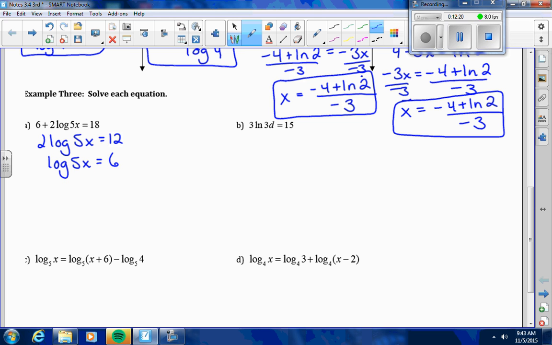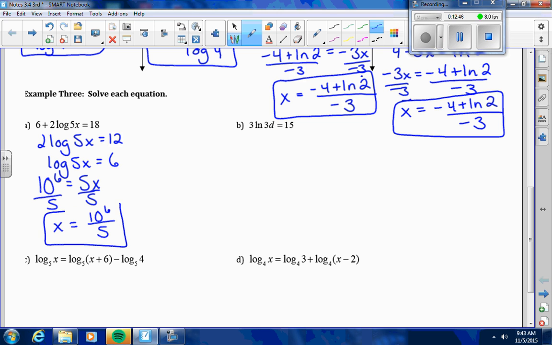Convert to exponential. What's the base? 10 to the 6th equals 5x. And now? Divide by 5. And then we're done. You did it right. So x equals 10 to the 6th divided by 5.